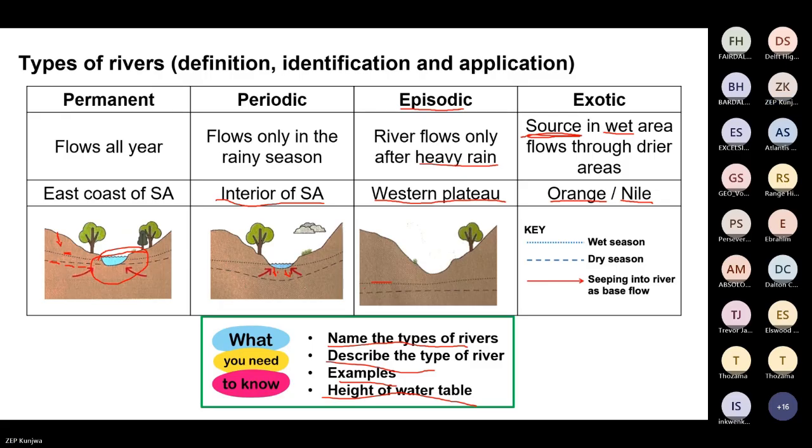Yes, Mr. Kunja. We do have a question from Owam. The question is, on a periodic river, how can we receive rain in summer instead of winter?